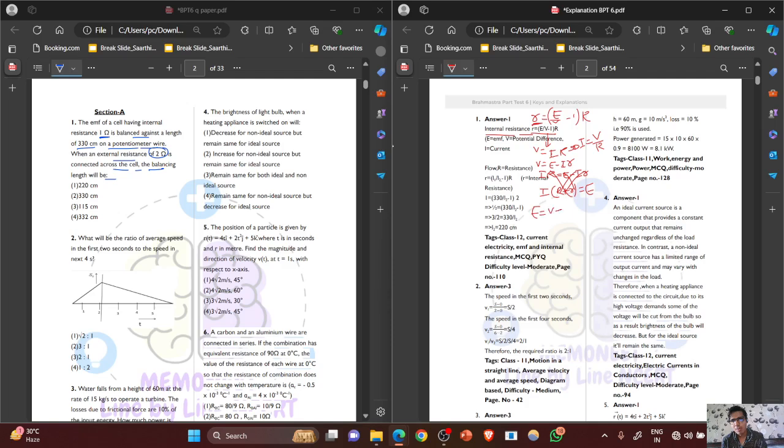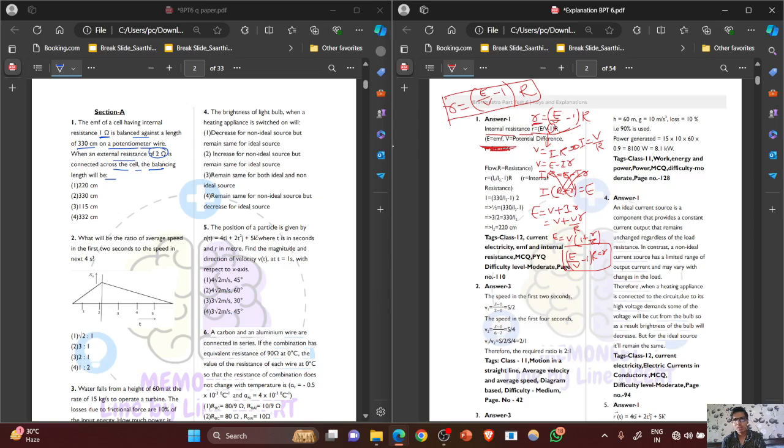E = V + Ir, so E = V + (V/R) × r. So it will be like E = V(1 + r/R). So it will be like (E/V - 1) × R = r. It is written here, it is 1, not I. The small r is equal to (E/V - 1) × R. This is our small r.